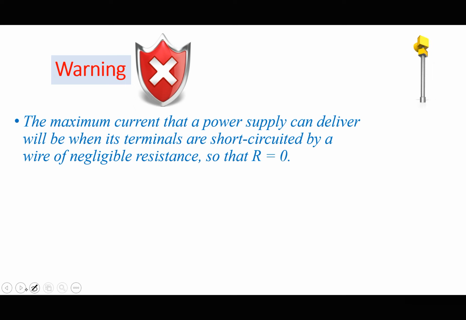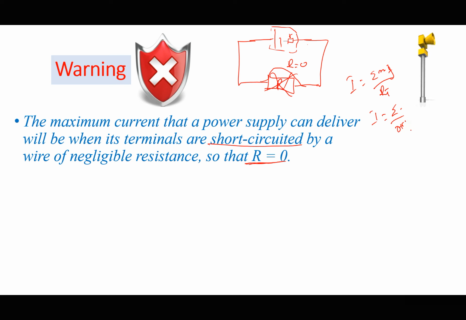Remember, current equals the EMF divided by total resistance. So the current in this case is going to be the EMF divided by the total resistance, which is 0 plus r. So here the current is going to be maximum. I is going to be maximum. So the maximum current that a power supply can deliver will be when its terminals are short-circuited, so that the external resistance is equal to 0.